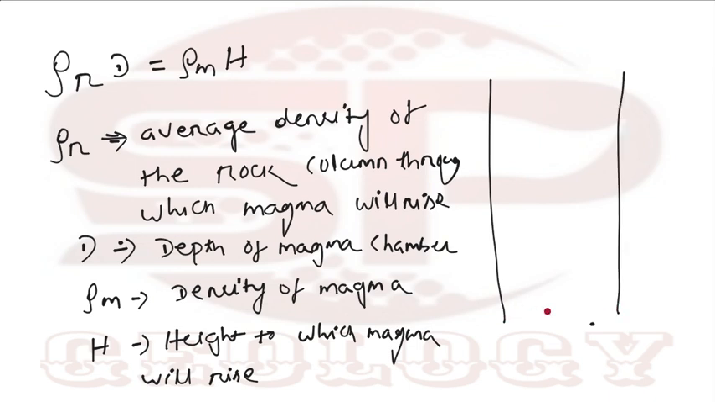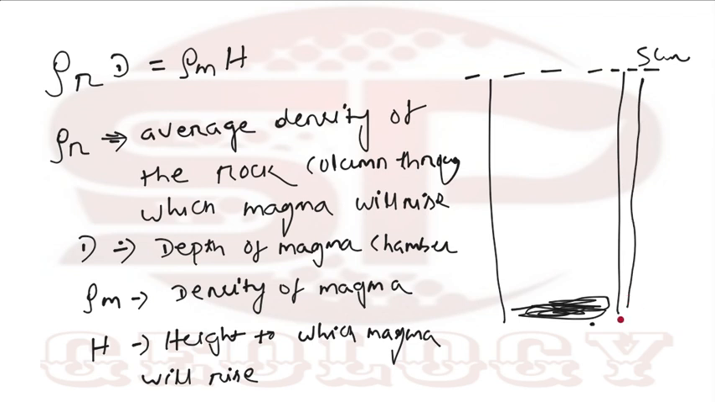So this is the magma chamber. Here, this is the surface. This is your D. Suppose it is rising to this level, this is also H. Then the average density of this column total will be rho r, and the density of the magma will be rho m.